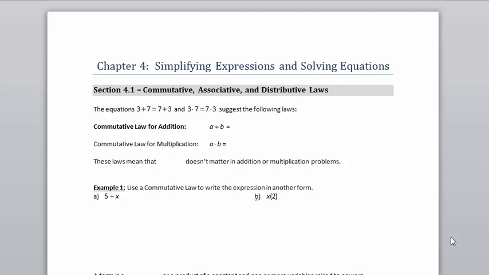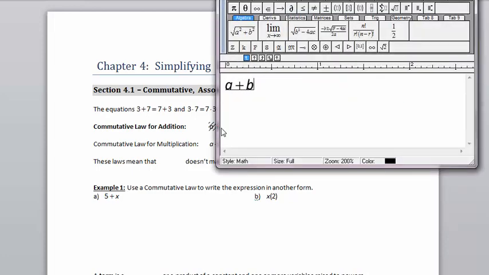Chapter 4 in Math 039 is about simplifying expressions and solving equations. And the first section is on the commutative, associative, and distributive laws. The commutative law is a law that suggests that order does not matter. So for example, A plus B is the same as B plus A, and A times B is the same as B times A.